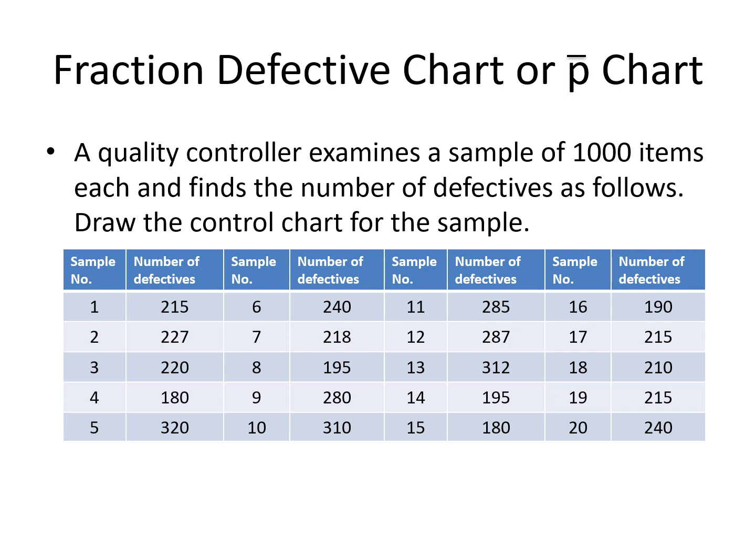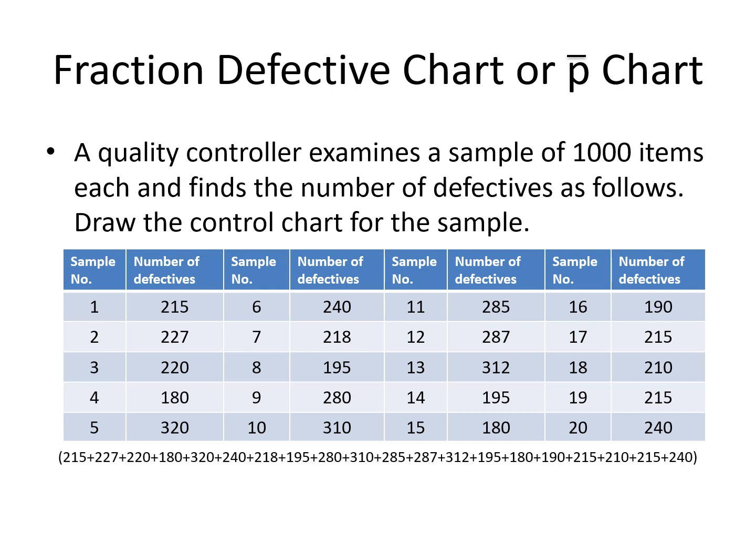So we have 20 samples of 1000 items each, in which the number of defective items has been tabulated in this chart. What we have to do is draw a quality control chart and determine whether the quality of the product we are manufacturing is okay or not. So first and foremost, we try to find out the P bar, which is the average number of defectives. So we take the sum of all the numbers of defectives and divide it by the total number of samples.